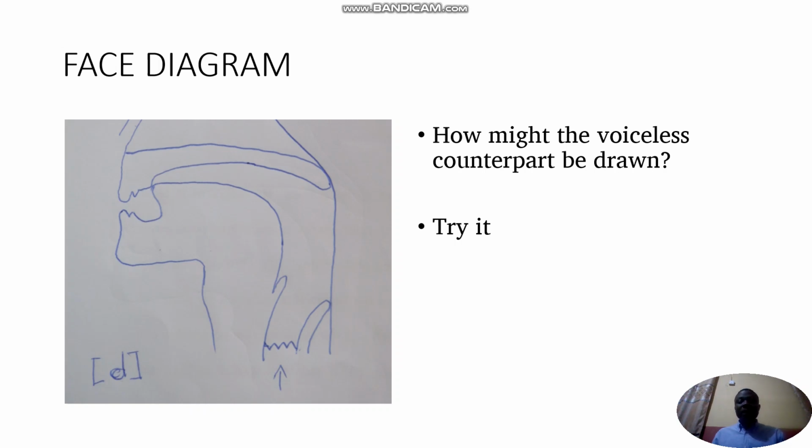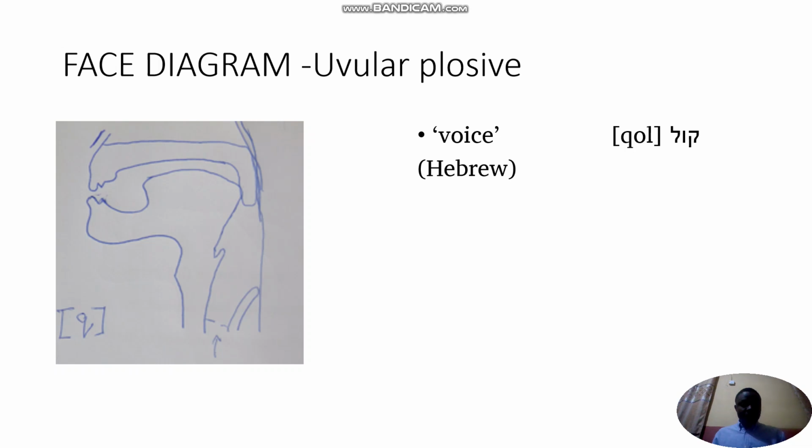So how might the voiceless counterpart be drawn? Just try it and see. Of course, if it's voiceless, there's only one distinction, and you should now realize it from the previous drawing I did. So how about the uvular plosive?